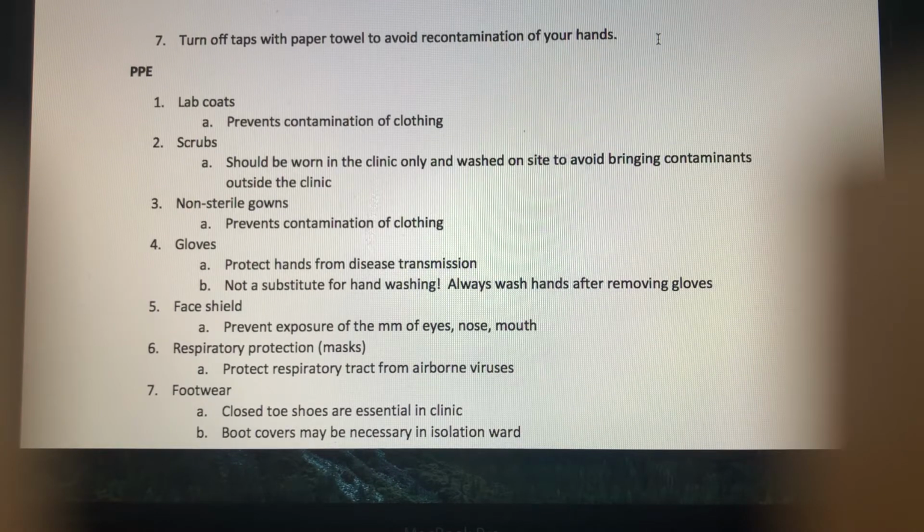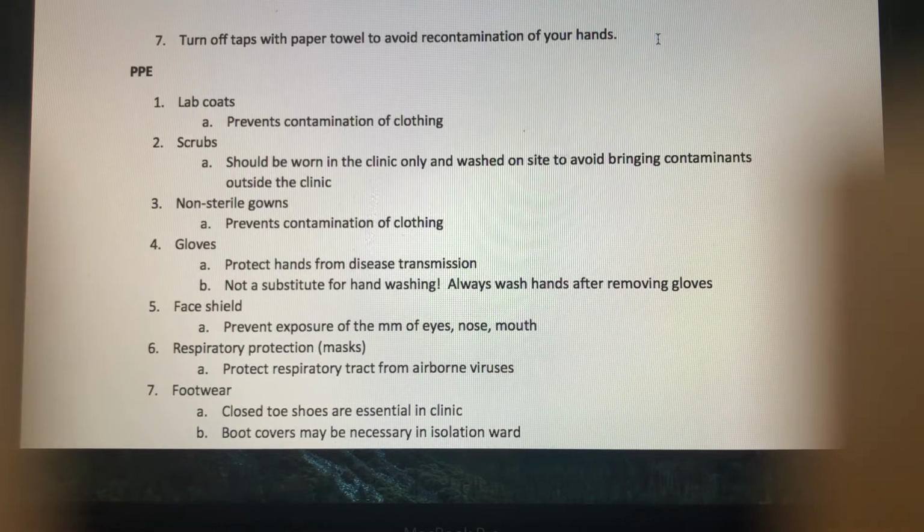Face shields. Face shields prevent exposure to the mucous membranes of the eyes, the nose, and the mouth. You've probably been seeing face shields out and about in your daily activities now if you're going shopping. I've seen lots of people wearing face shields now if they are uncomfortable wearing masks.